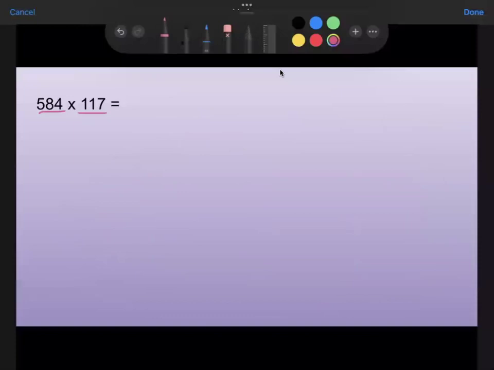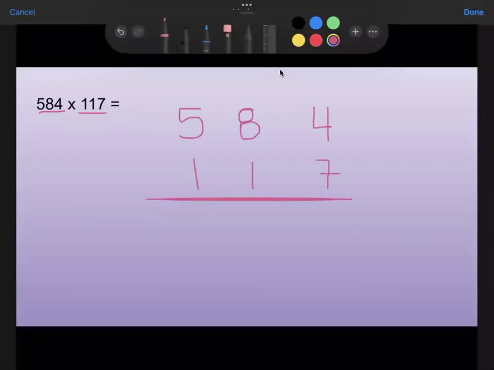Now with the standard algorithm, we always put the number on top that has the most digits. In this case, they both have the same amount of digits. So it really doesn't matter which one you put on top, but just for consistency, I'm going to put 584 on the top and 117 down here.